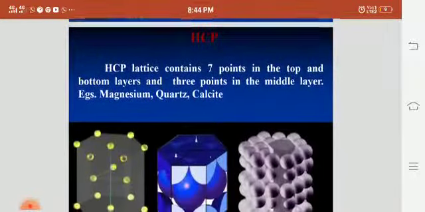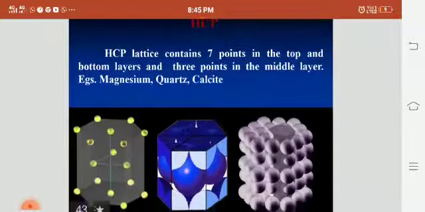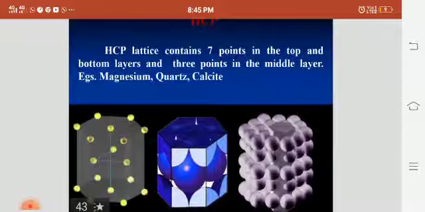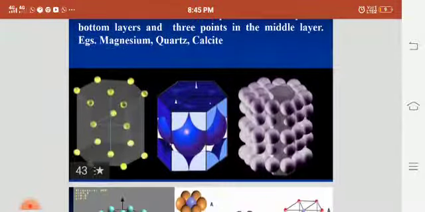Now we will see the structure of the HCP crystal. The HCP lattice contains 7 points in the top and bottom layers and 3 points in the middle layer. For example, magnesium, quartz, and calcite have HCP structure. In the first image we can see there are 3 layers, one topmost and another at the bottom. In the top layer and bottom layer there are 7 points, 6 points in corners and 1 point at the middle of the plane, and there are 3 points in triangular shape placed between the top layer and bottom layer, which is called the middle layer.